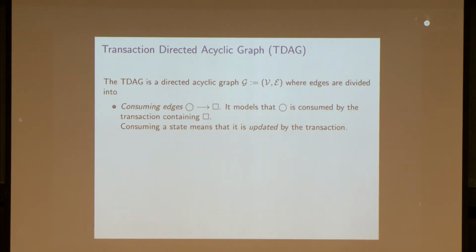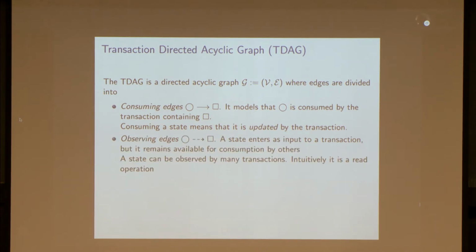The set of edges is also divided into several subsets. One of them we call consuming edges, and they go from states to witnesses. They model the fact that states are consumed by a transaction that contains the corresponding witness. And by consuming a state, I mean that transactions are updating states from one state to the other. For example, a transaction in Bitcoin is updating the ownership of coins from one public key to another one.